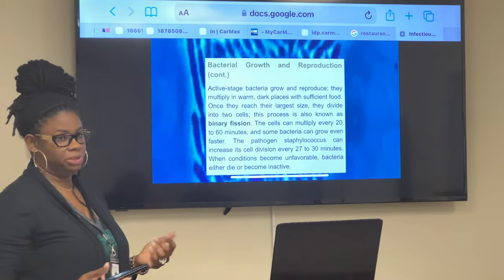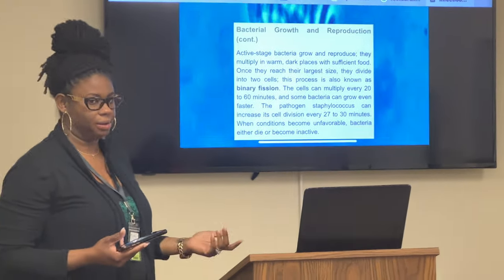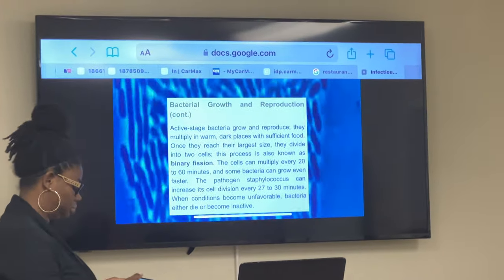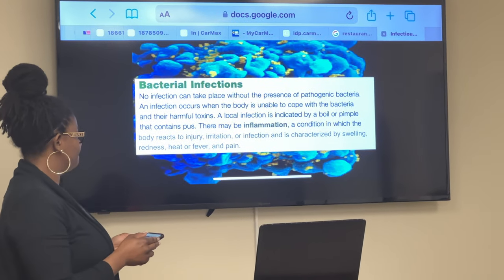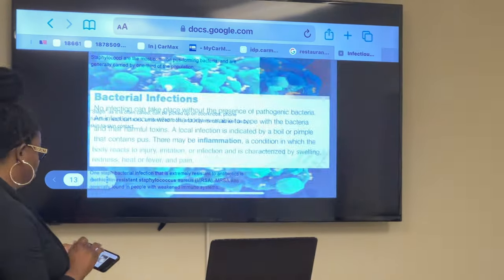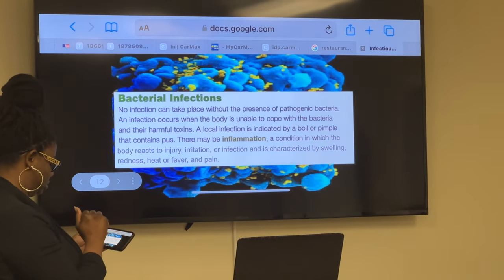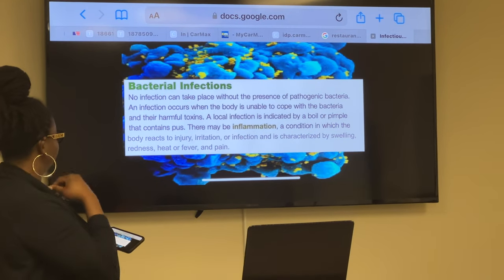Sometimes you might go to sleep and you don't feel bad, and then when you wake up, you feel terrible because it's been growing all night. And you see it grows in dark, warm places.